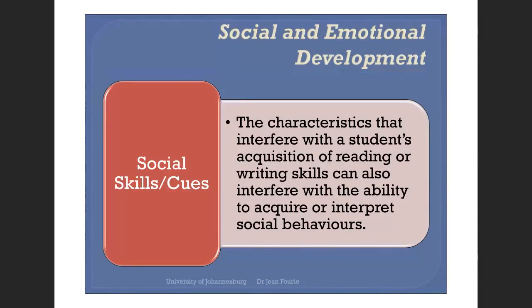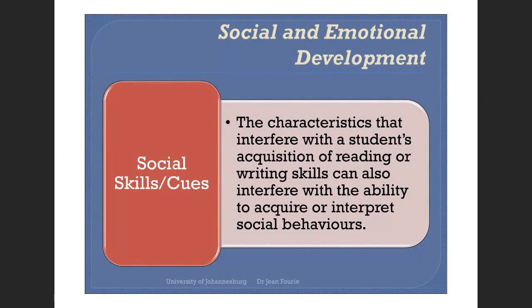And then emotional and social development is often a secondary problem that children with SLD have. Because they have difficulty with learning to read and learning to write, and all these other metacognitive processes that are difficult, this can also interfere with the ability to be social, to understand emotional cues, to interpret social behavior, and to respond appropriately.